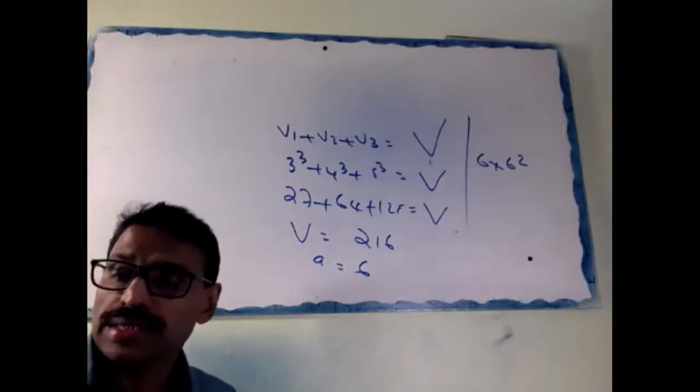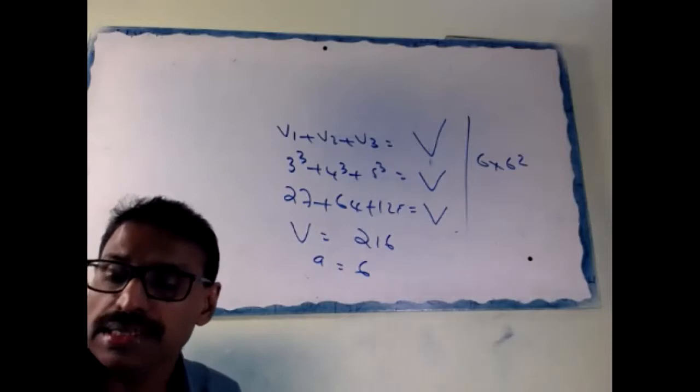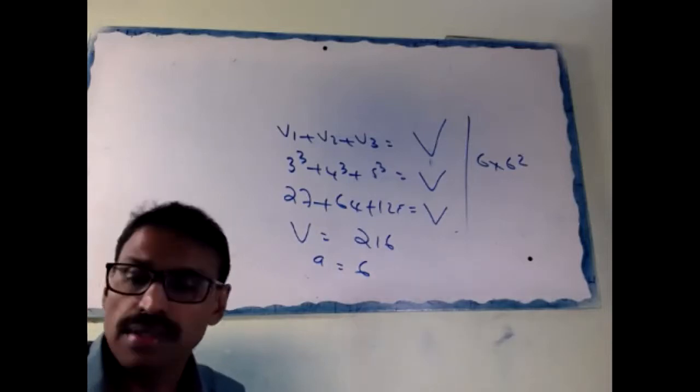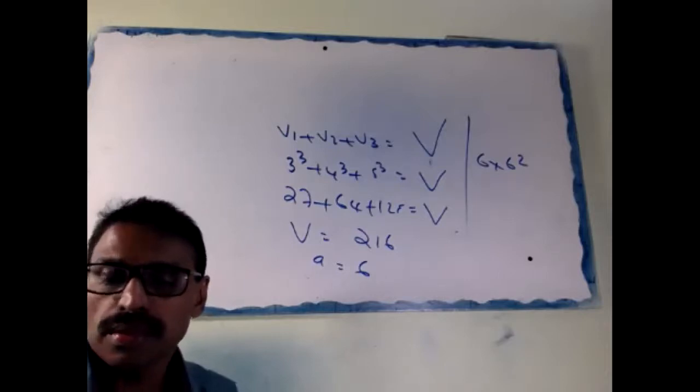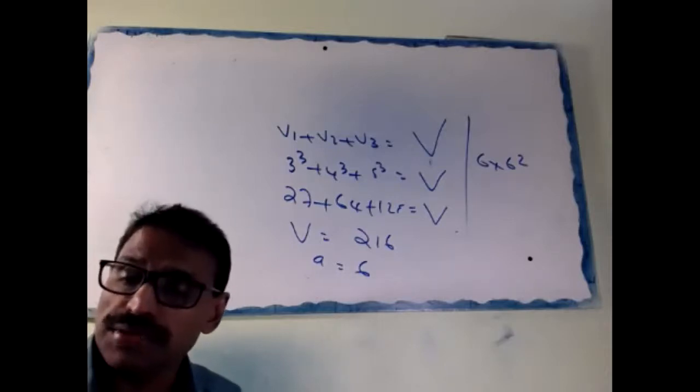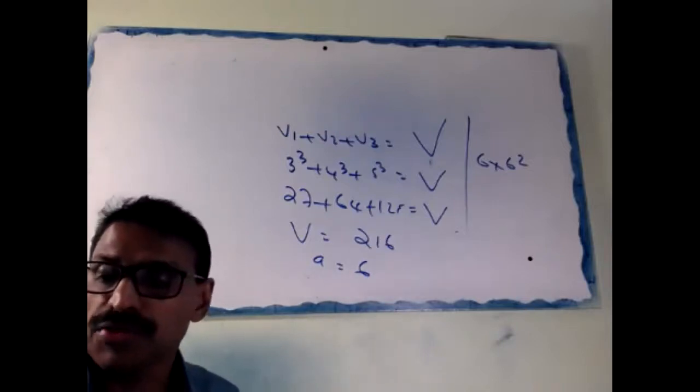Surface area is 216, not that, Roshan. You didn't listen to this one. How are you getting 1296? From where did you get this? Surface area of a cube is 6a square only. Which formula did you apply?